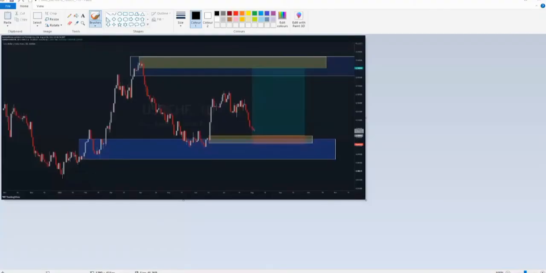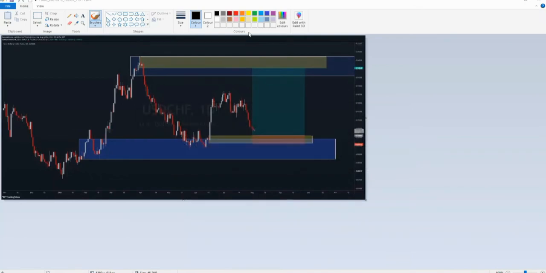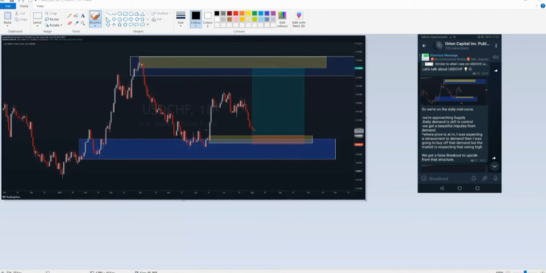I'm only going to be sharing three examples, the ones I feel were the best. We're going to start with USD-CHF. On USD-CHF, I'll post exactly what I said on the right side. But basically, you see that there's an imbalance here, and it resulted in a break of structure.